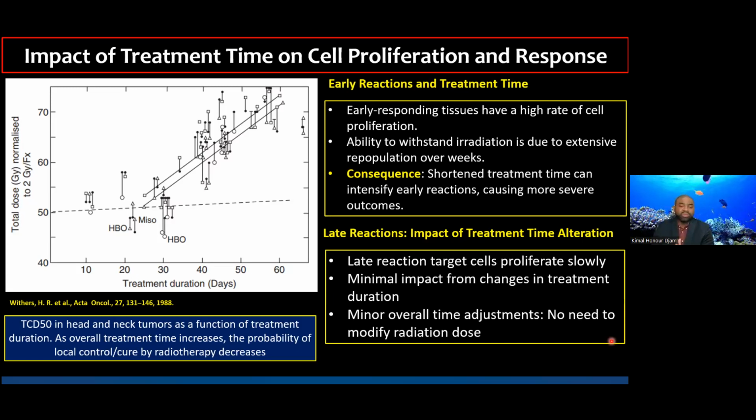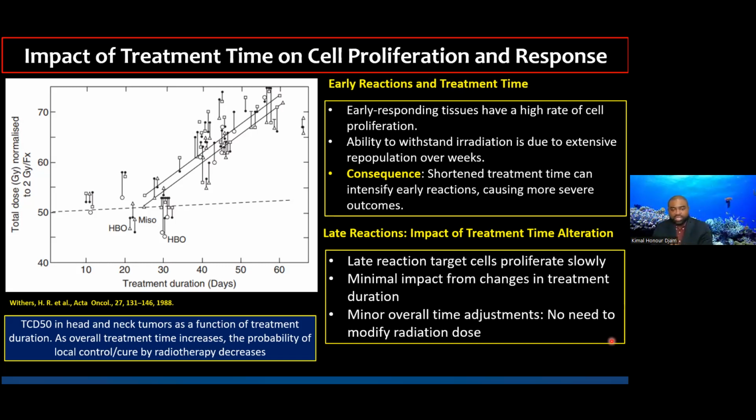Now, when we think about conventional radiation therapy, which typically is administered over 5 to 7 weeks, this is a pretty long time, which allows for significant cell repopulation or proliferation in both tumors and the surrounding critical structures. And so in order for us to deal with this, I think that it is essential to look at this from 3 categories. You have early reactions, you have late reactions, and we need to talk about the tumors.